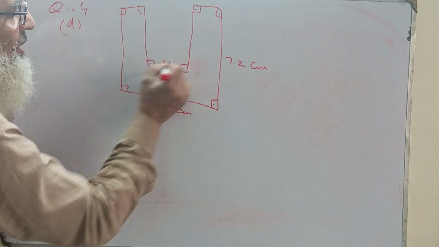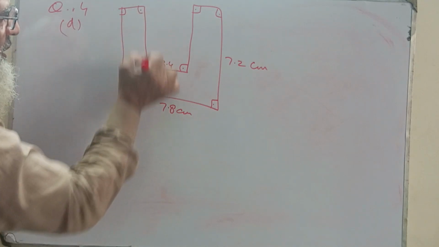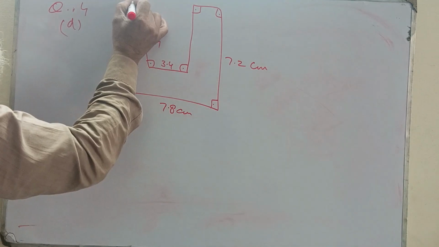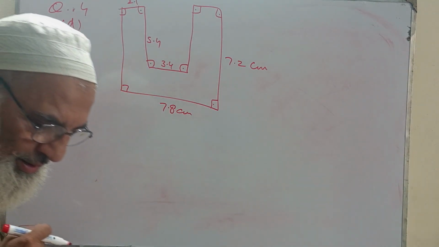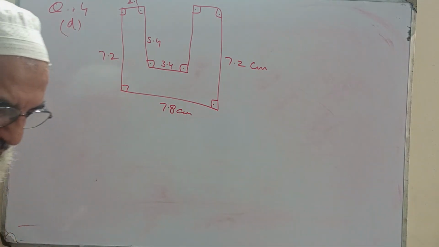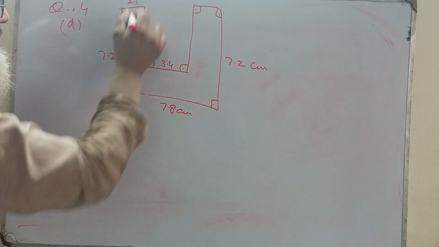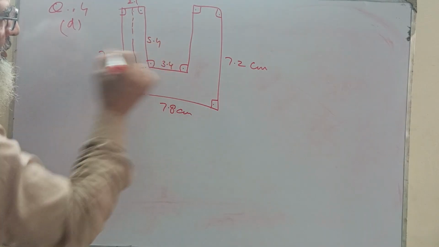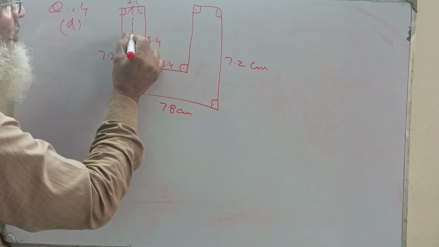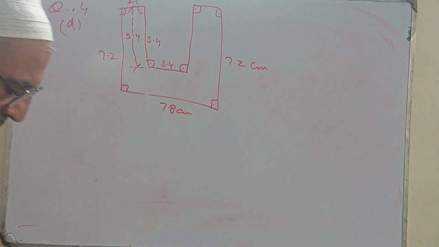Now this side is 3.4, from here to here. From here to here is 5.4. From here to here it is 2.1. This one is 2.1. This is again 7.2, and also given 7.2 and 1.2. From here to here it is also given, and this is given 5.4. It is also given here.